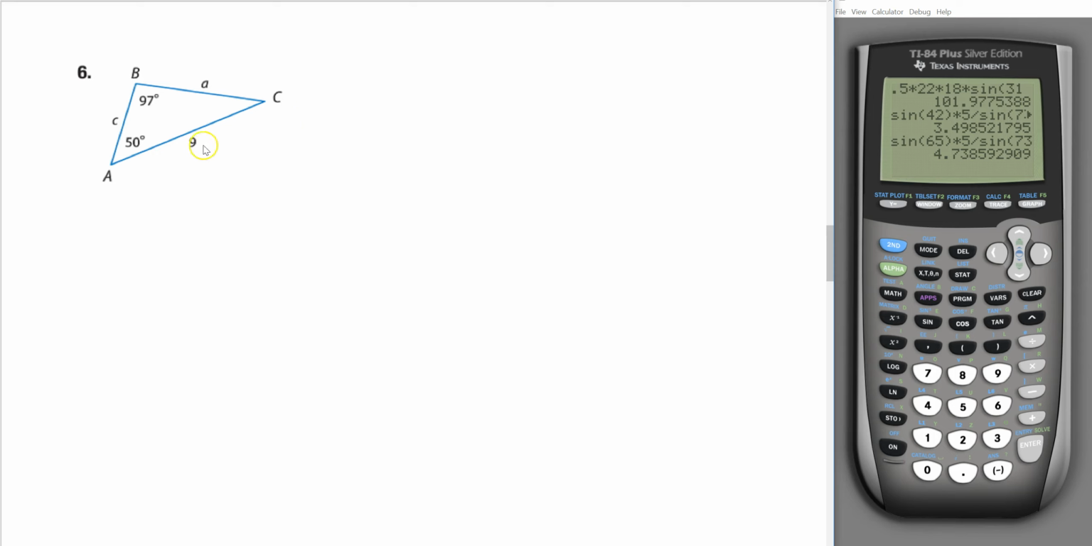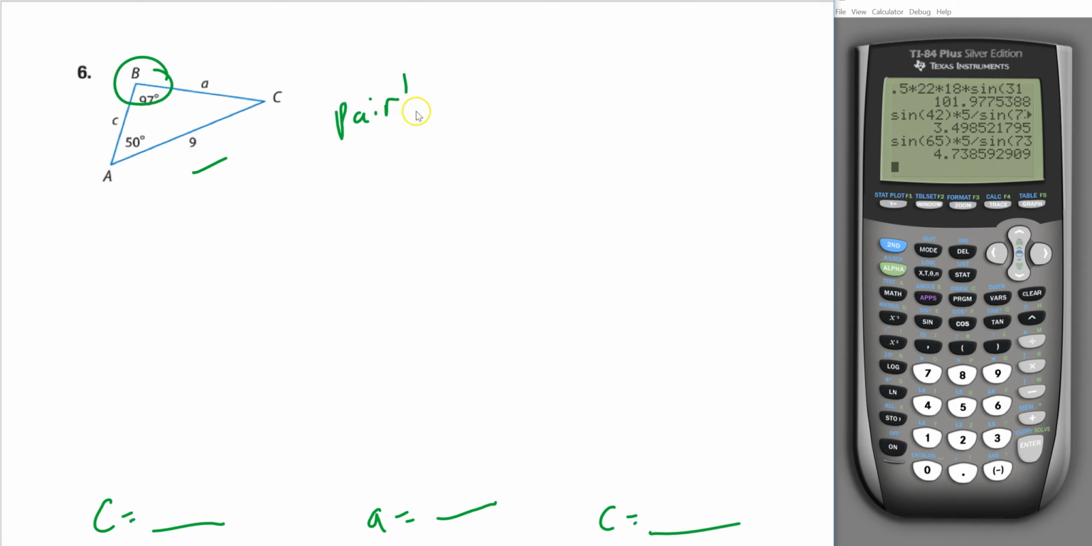I'm going to go through this one a little quicker. Same idea here. I want to find everything that's missing. I don't have angle C. I don't have side A. And I don't have side C. I do have a pair already though. I have the B's. So I could do 9 over sine of 97 equals, now I can't do the C's yet, but I could do the A's if I want: A over sine of 50.